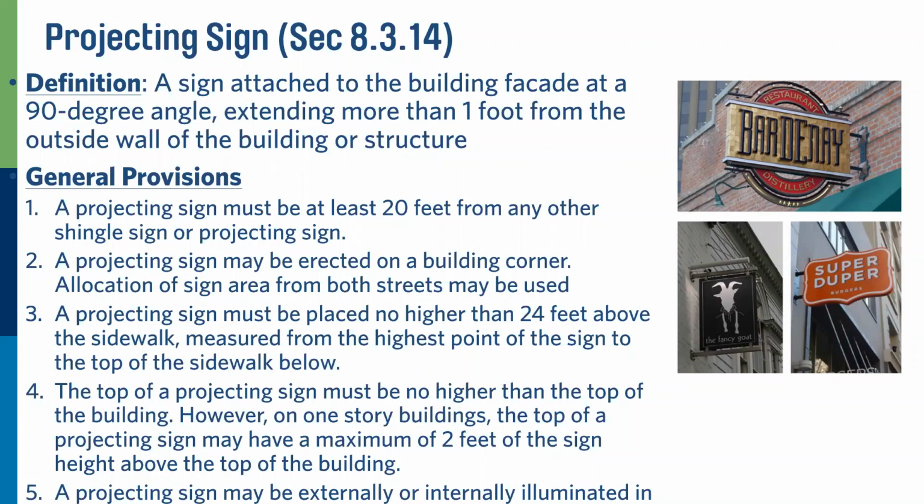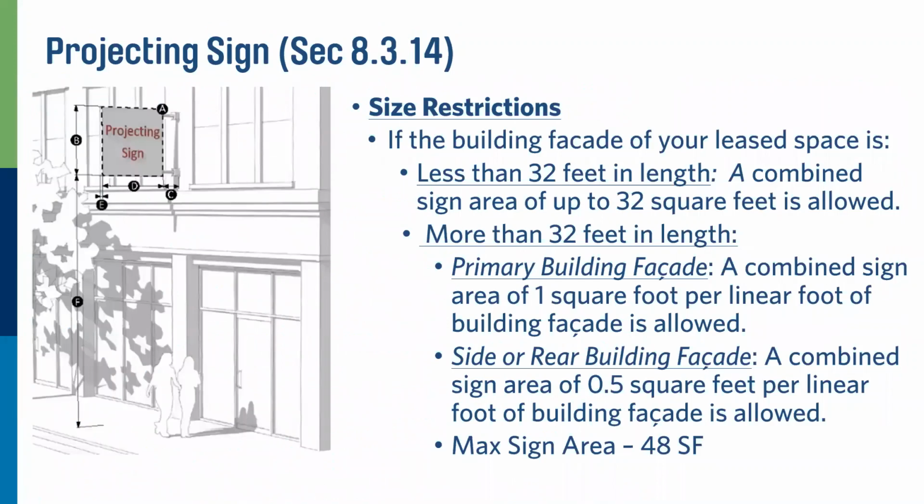It can't be any higher than 24 feet above the sidewalk, measured from the highest point of the sign to the top of the sidewalk below. The top of the sign can't be any higher than the top of the building. For one-story buildings, the top of the sign can have a maximum of 2 feet height above the building. And again, that's just for one story. And those signs can also be lit. Same rules apply for these. If your storefront from edge to edge is 32 square feet or less, you're allowed up to 32 square feet. If you're larger, again, 1 to 1 on the main street and half to 1 on the side.